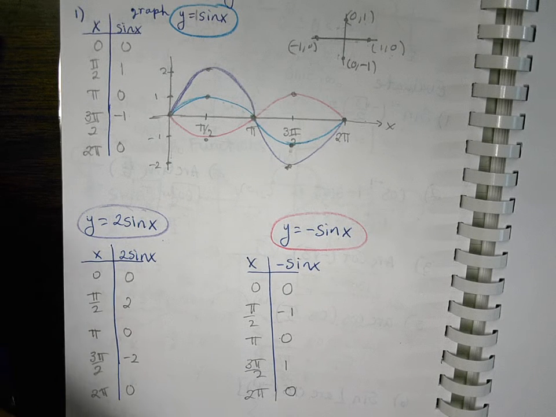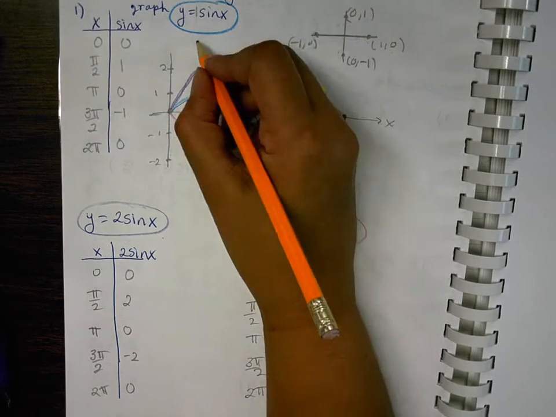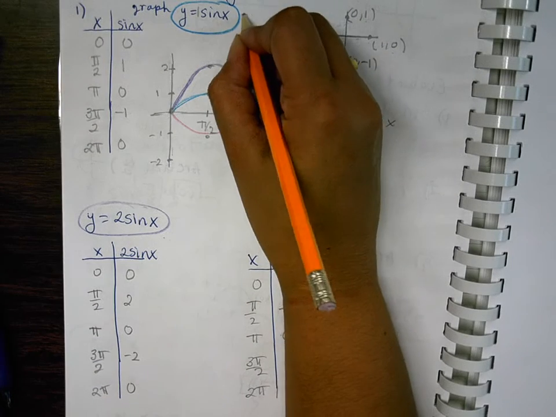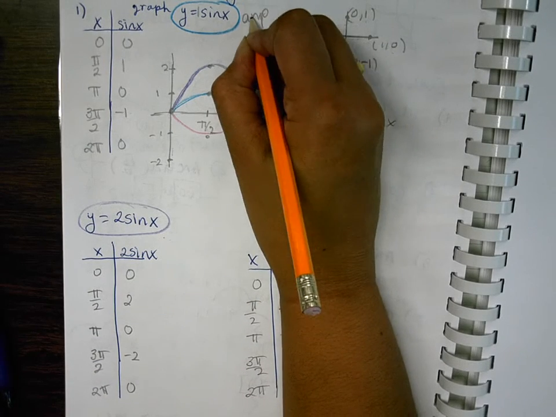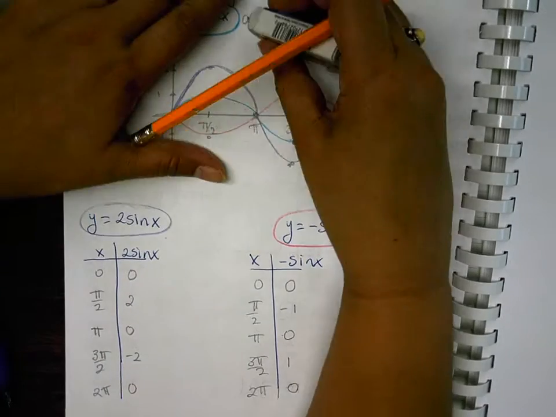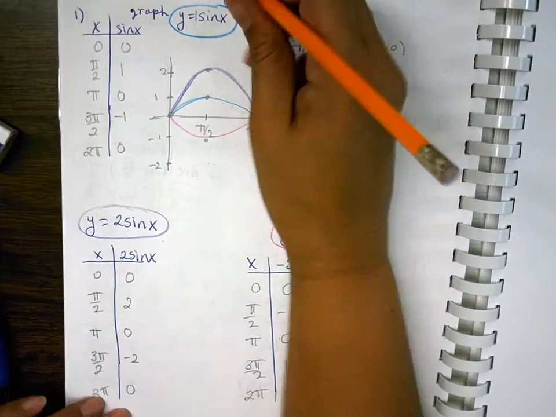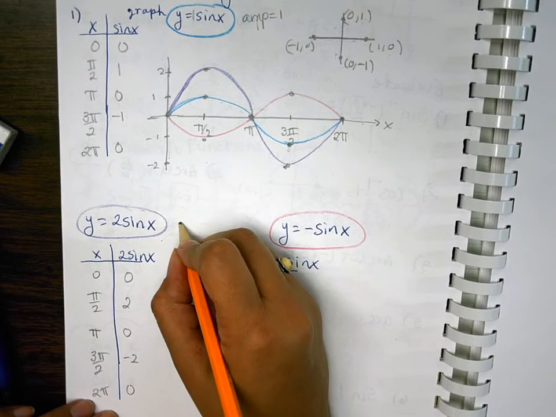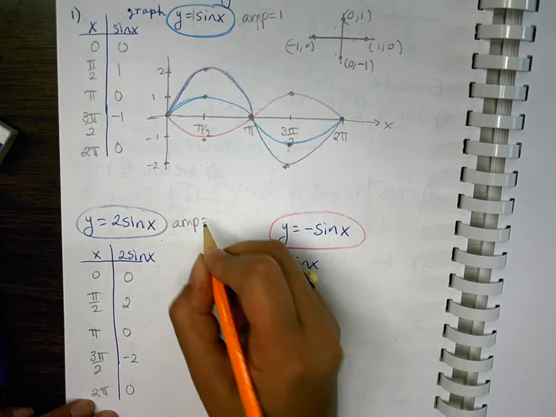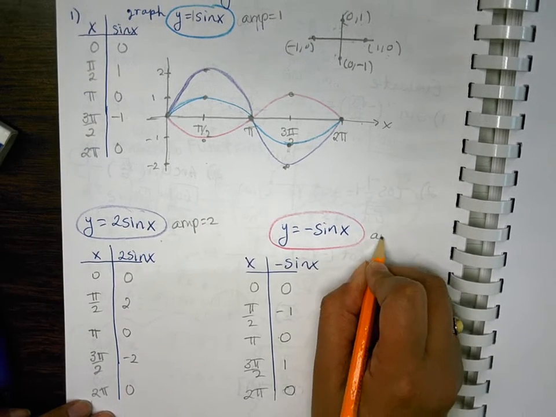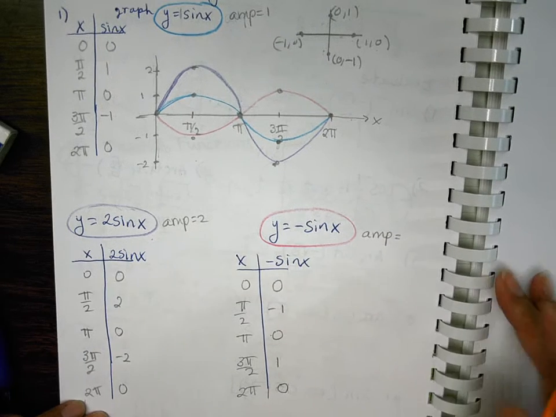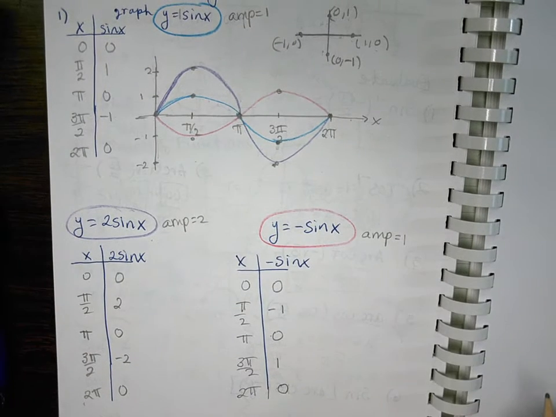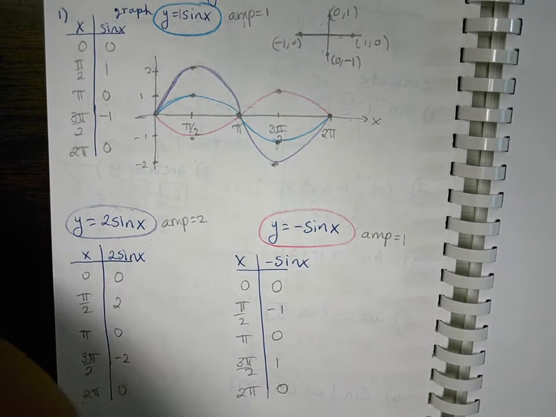Okay, let's just quickly write it up here then. The amplitude for this one, I'm going to put AMP. The amplitude was what? 1. And the amplitude here? 2. And the amplitude here? 1. Because absolute value of -1 is 1. Okay, questions before we move on?